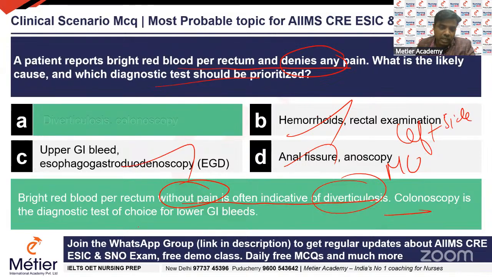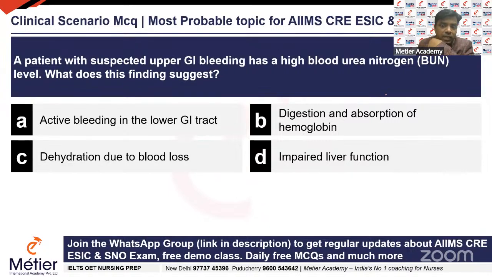So colonoscopy is a diagnostic choice. This is a lower GI bleed. Even in upper GI bleed, okay, but with pain. Without pain is often indicative of diverticulosis. Okay, fine. A patient with suspected upper GI bleed has high BUN. What does this finding suggest?